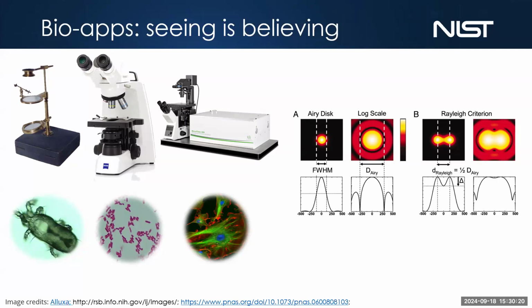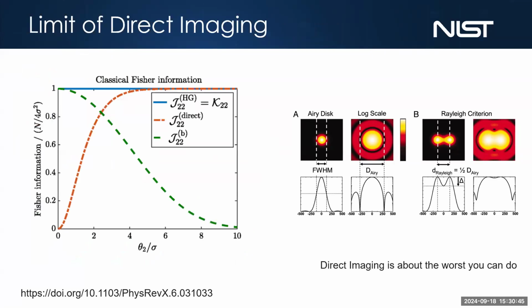Rayleigh criterion or Rayleigh curse. So at that point, let me quickly remind you that what you're talking about is two Airy disks that are created by your diffraction, and two Airy disks that are superimposed become increasingly hard to distinguish from one Airy disk. And that's a known problem for all types of imaging, and people are trying to solve it in many different ways. And let me quickly give you a quantum point of view here.